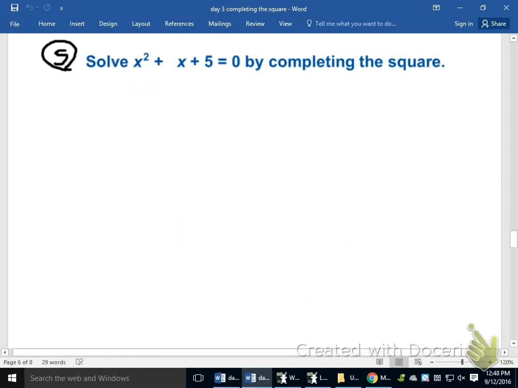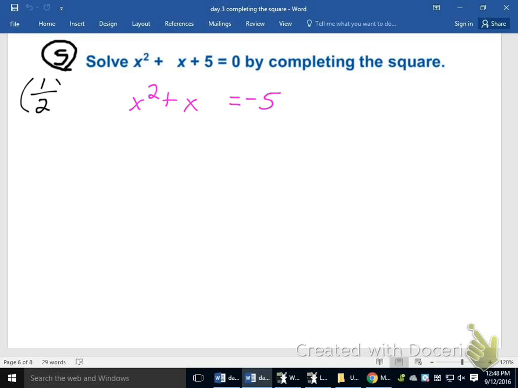For the last problem that we're looking at, same situation. You can't factor this. This is actually going to be complex roots as well. So we're going to start by subtracting the 5 on both sides, and that's going to result in x squared plus 1x equals negative 5. Now I'm going to complete that square by taking the value of b, which is 1, and I'll do b over 2 squared. So 1 over 2 squared.